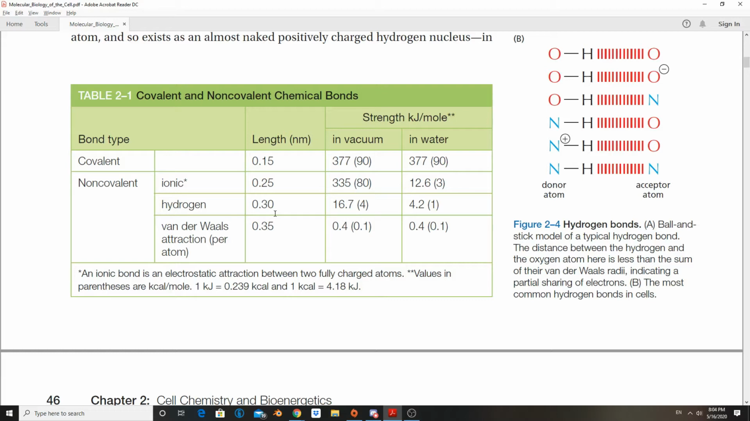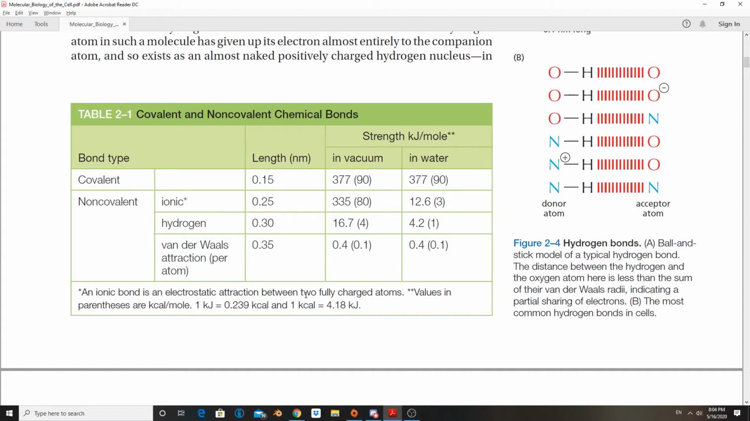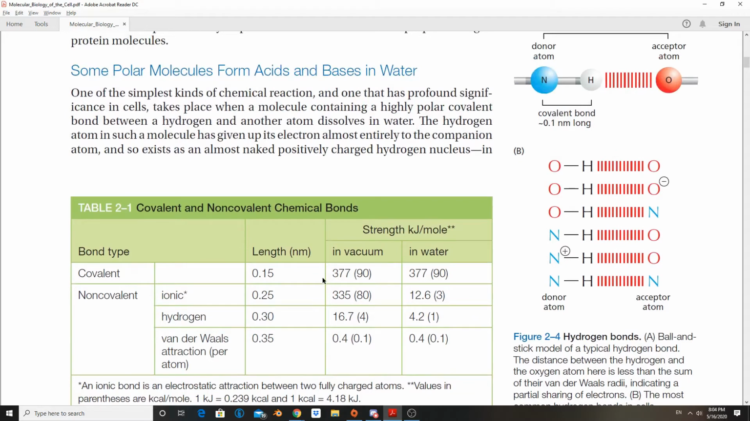All right. Back to intermolecular forces. So, hydrogen bonds are the strongest of the intermolecular forces, other than ionic bonds. In non-covalent forces, they're the second strongest.